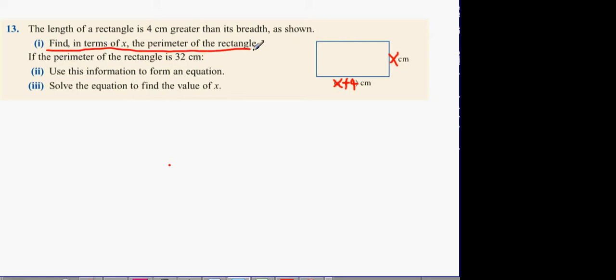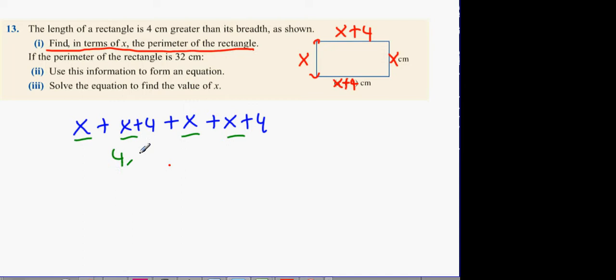So what you've got to do is add all the lengths together. This length here is also x, and this length up here is x plus 4. So we're going to add them all together: x plus 4 plus x plus x plus 4. How many x's do I have?